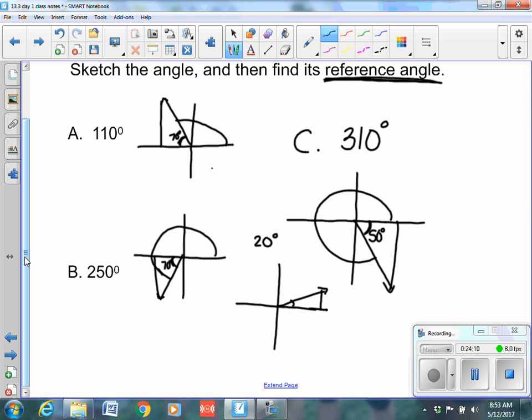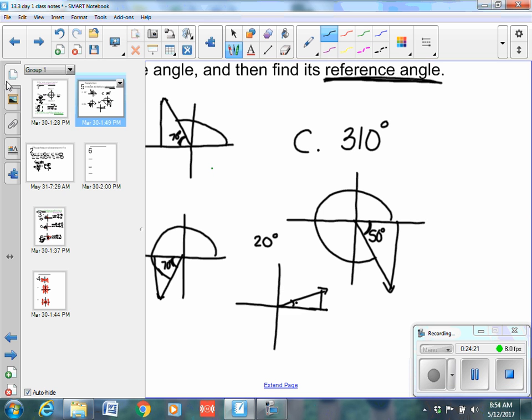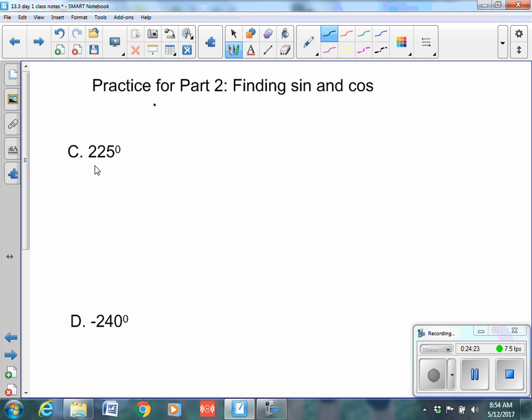Good. So everybody knows on the first part you're only finding the reference angle. Good? What's your question? Nothing? Okay, so this is 20 degrees right there. Can't write it in there because it's so little. But okay, now comes the second part. Find the sine and cosine. Did we already do 225?